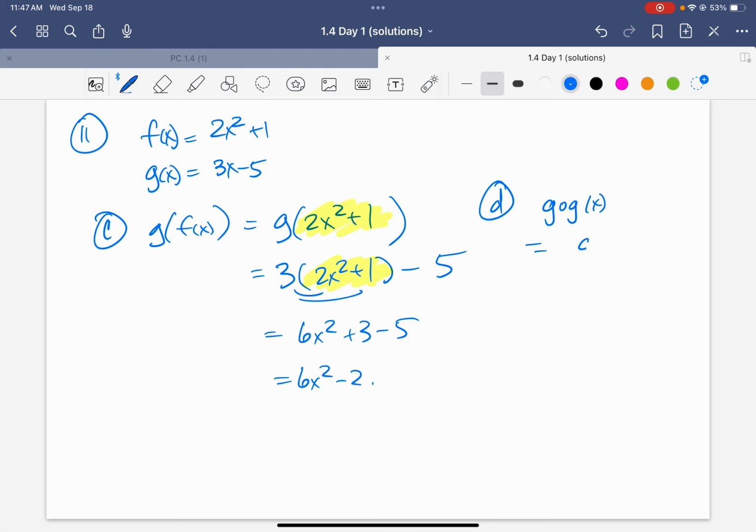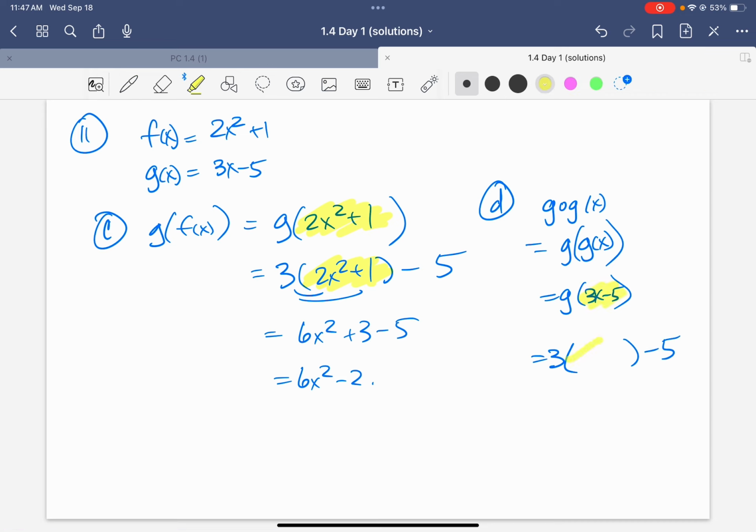So g of g of x is just you take the function g and you plug it into g. So the function g is just this. And if I plug it into itself, g does 3 times whatever you give it minus 5. But if I plug g into itself, it's like an iteration, I get that. To make it look nicer, I distribute and get this, which gets me 9x minus 20.